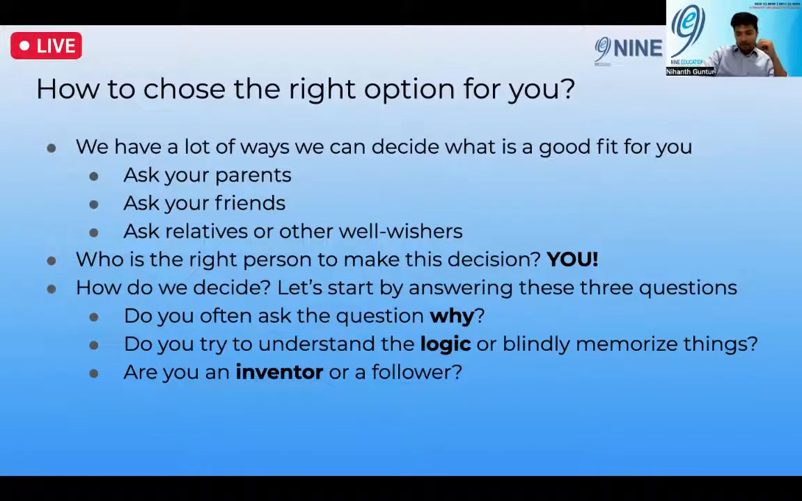That's a second option. You can ask your friends. Maybe you have a best friend who's doing MPC from a certain college, and you would say, okay, I love my best friend, so let me go ahead and do MPC from the same college. Because he's doing it, I'll do it too. I don't think this is a good option either. Now, there's a last way to do it as well. You can ask your relatives, other well-wishers, maybe a brother or a cousin who studies really well, who's in a good position. You can ask them, hey, what did you do? I will do the same thing. I don't think this is a good decision either.